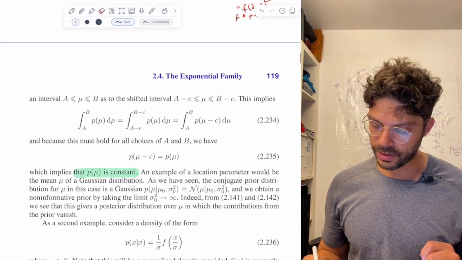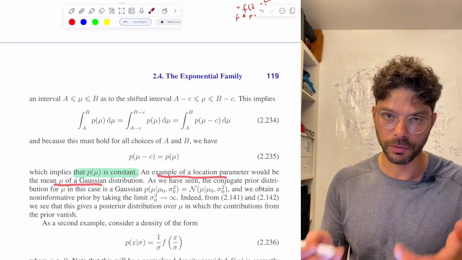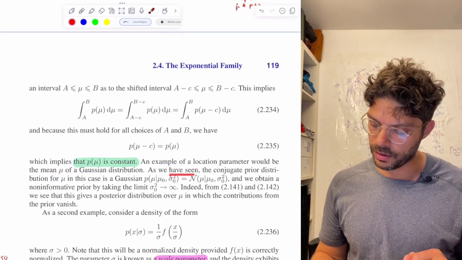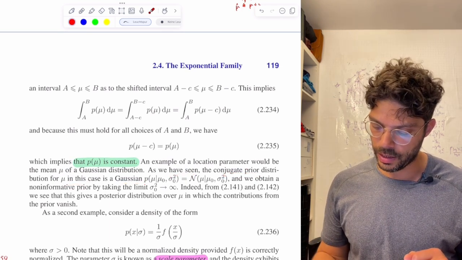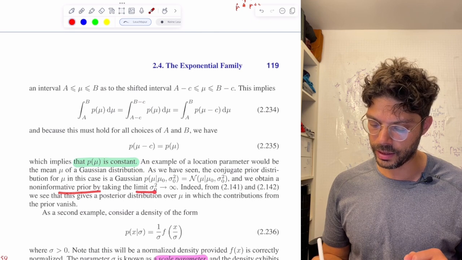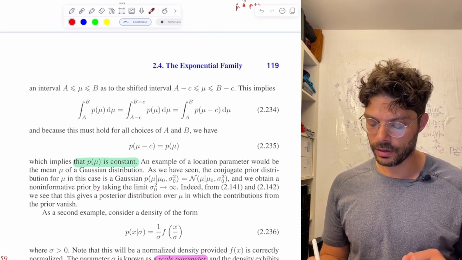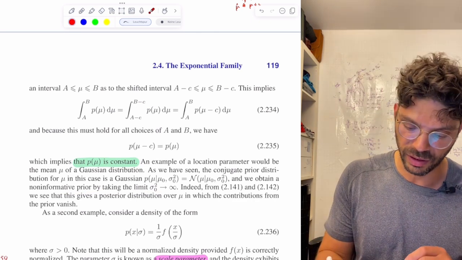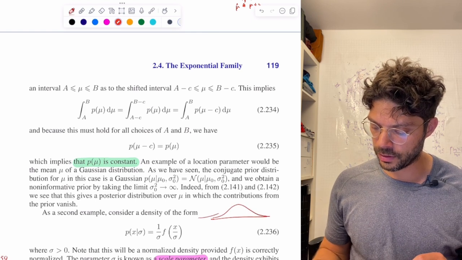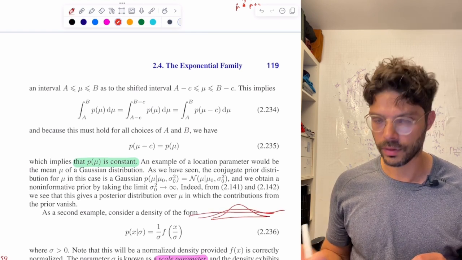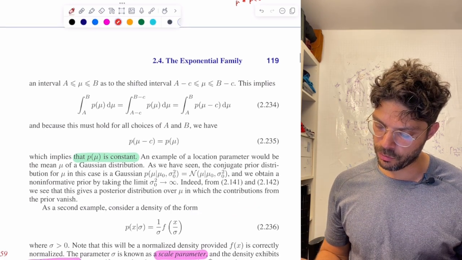So an example of a location parameter would be the mean of a Gaussian distribution, as I've said. As we have seen, the conjugate prior distribution for mu in this case is a Gaussian, and we obtain a non-informative prior by taking the limit sigma naught squared to infinity. That's just our Gaussian becoming flatter and flatter.